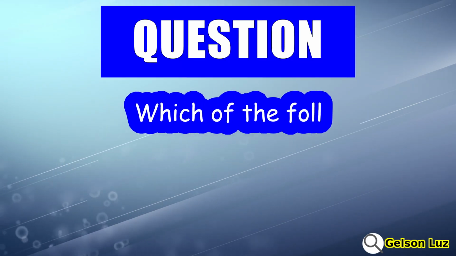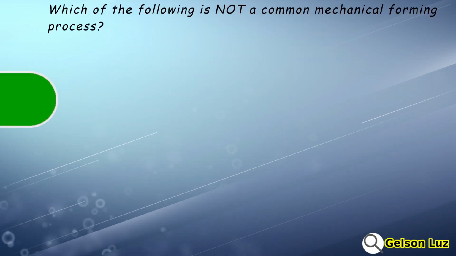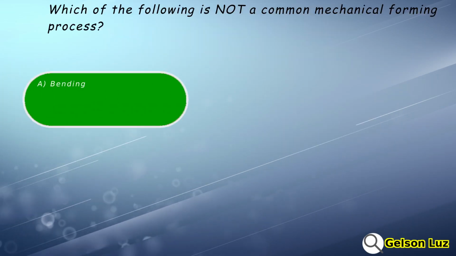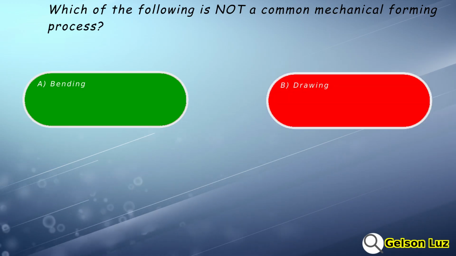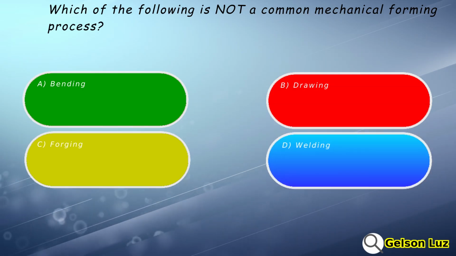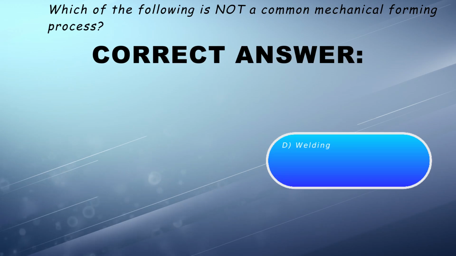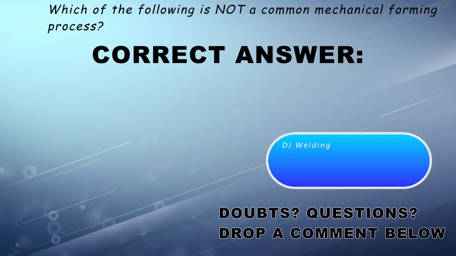Which of the following is not a common mechanical forming process? A. Bending, B. Drawing, C. Forging, D. Welding, E. Rolling. The correct answer is D. Welding.